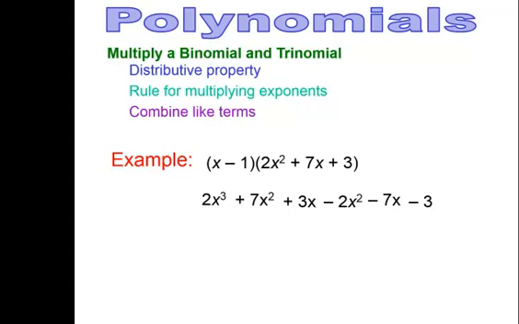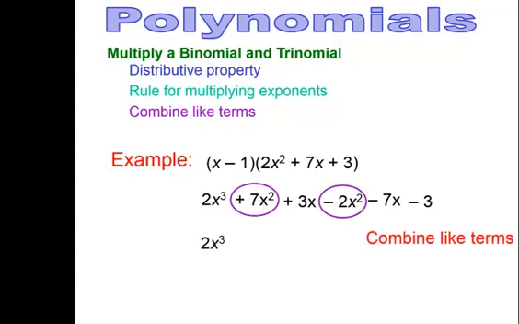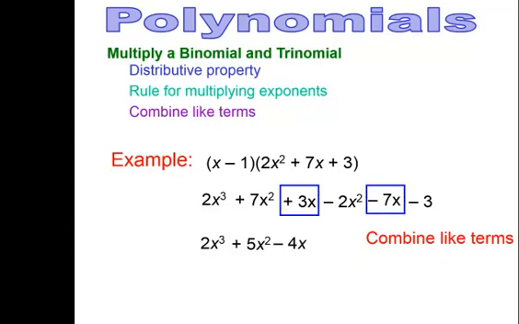The last step here is to make sure you combine like terms. You see here, I'm going to have to combine the x squareds here. 7x squared minus 2x squared is going to give you 5x squared. And I'm going to combine the x's here. 3x minus 7x is going to give you a minus 4x. And then lastly, you're going to bring down that minus 3.